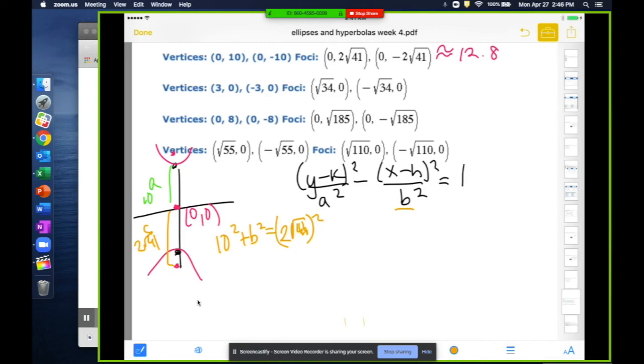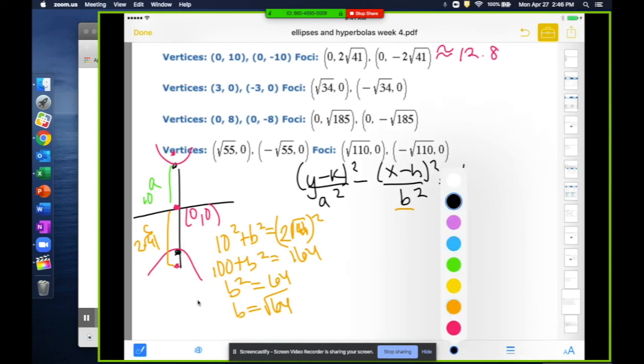10 squared is 100 plus b squared equals. Remember, when you're squaring something that looks like this, you want to do 2 squared and the square root of 41 squared. So 4 times 41 is 164. Minus 100 from both sides, and then square root. b squared is 64. That's all we really need.